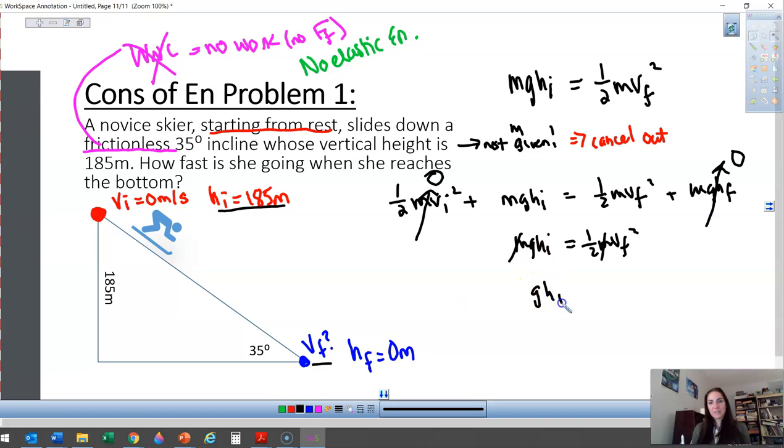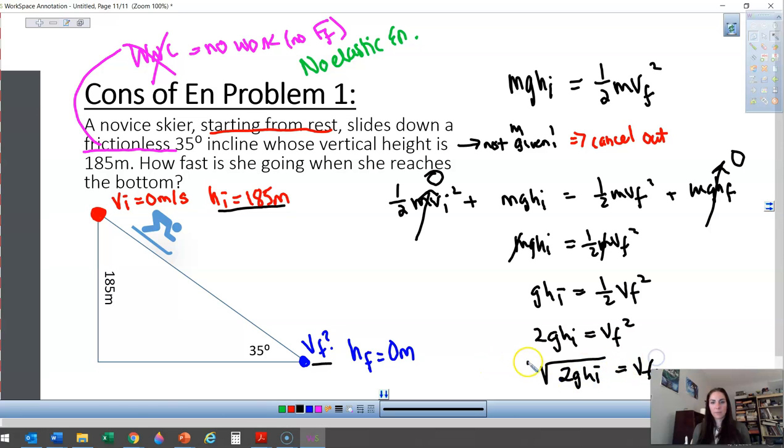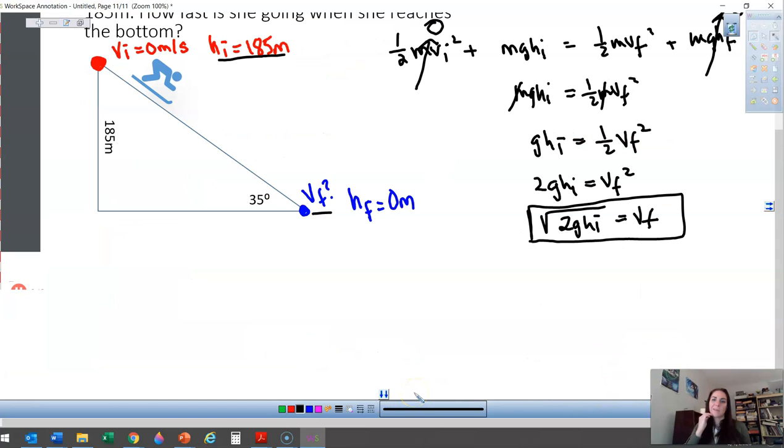So I get g h_i is equal to 1/2 v squared. And to solve for the bottom speed, it's 2 g h_i equals v_f squared. And then I have to square root both sides, so the square root of 2 g h_i is equal to v_f. And there you have it. How fast I go is only dependent on height, which makes sense, I think, for most of you if we don't consider friction. Higher I go, faster I go. Pretty simple.